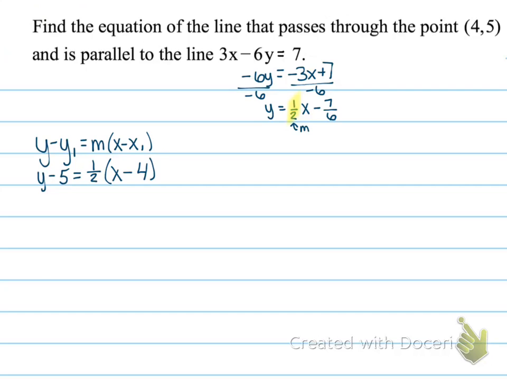Have everything filled in. Now we need to take this and solve it, put it back in slope-intercept form. First thing we need to do is distribute the 1/2. So we've got 1/2 x, and then 1/2 times -4, that's -2. And then we'll add our 5. y equals 1/2 x, and -2 plus 5 will give us +3. And there's our solution. Alright, so that's one method.